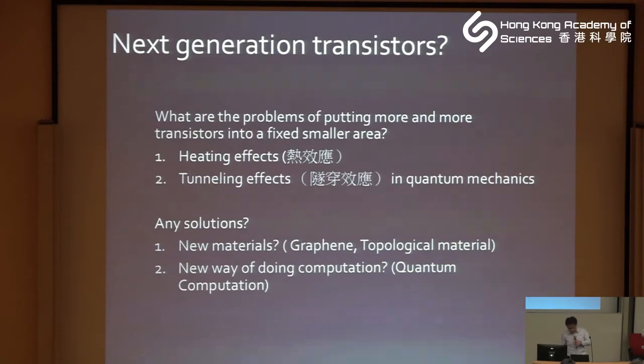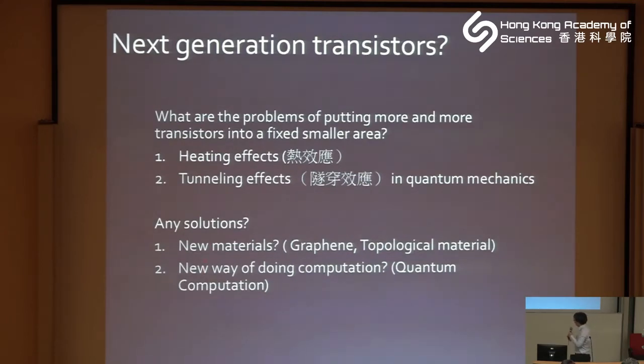So nowadays we are almost at the limit of how many transistors we can put into a unit area, in a single piece of CPU. So what are the solutions? Well, people are thinking about two. One is to find new materials which are more energy efficient and need less heat, so that maybe I can bypass this heating effect. But it's still difficult to bypass the tunneling effect. But maybe you get some level of improvement.